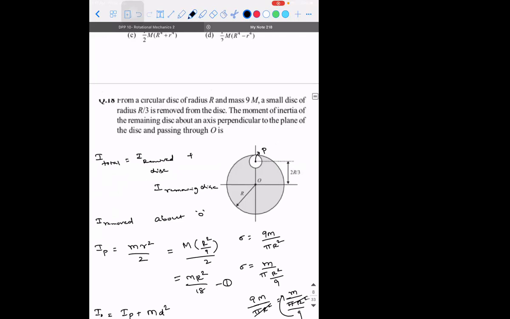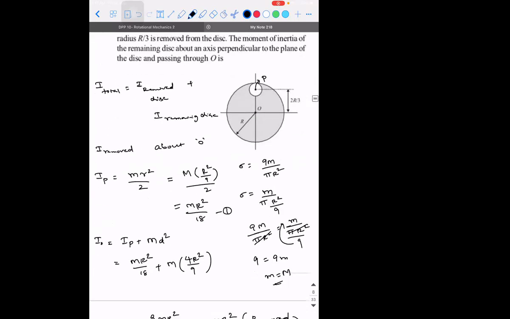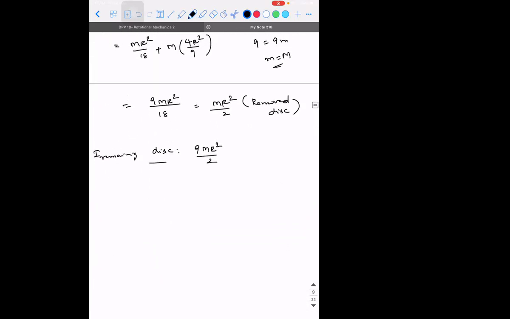What are they asking actually? The moment of inertia of the remaining disk. See, the moment of inertia of the remaining disk is not MR² by 2. That's what we need to calculate. What is the total moment of inertia? Total moment of inertia is 9MR² by 2, correct? So 9MR² by 2 is equal to the moment of inertia of the remaining disk plus the moment of inertia of the removed disk, that is MR² by 2.